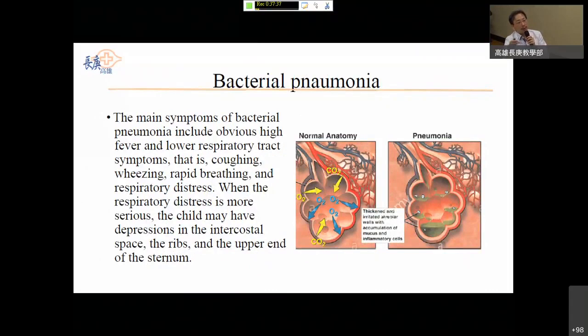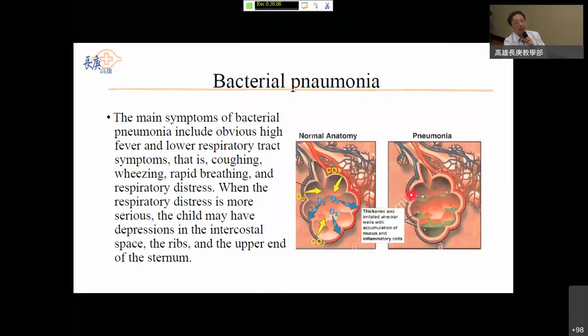When we talk about pneumonia, we know that the infection has gone to the very lower part of the respiratory tract, the alveoli. This is the alveoli. The alveoli is the area where the gases, O2 and CO2, do the exchange. This is the terminal part of the respiratory tract.